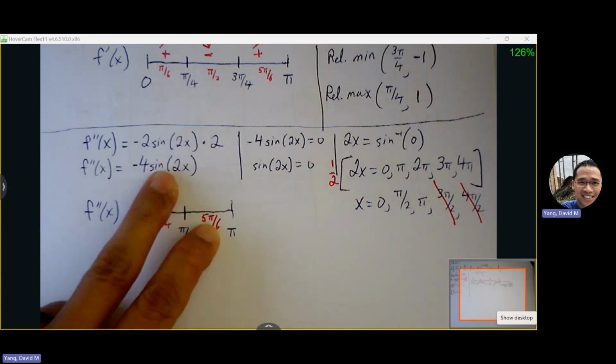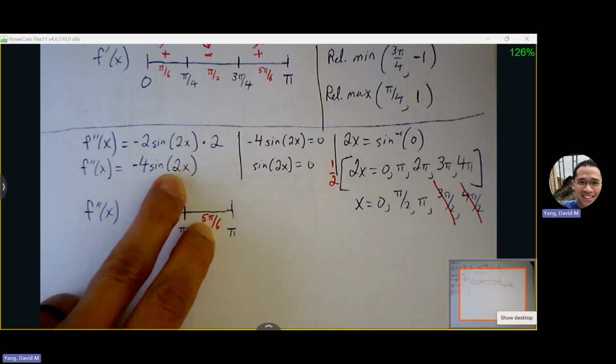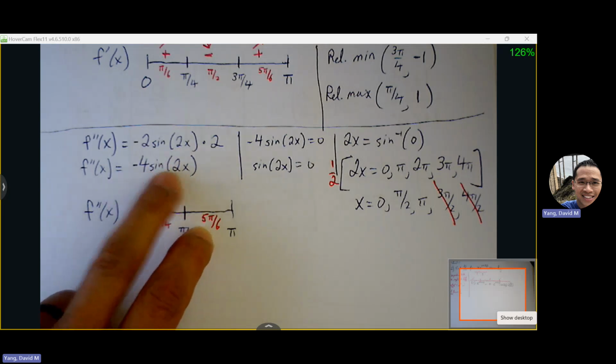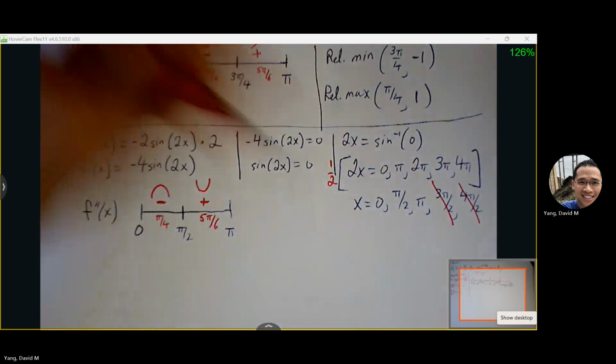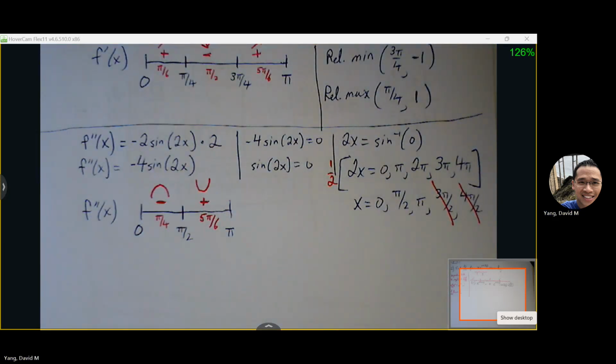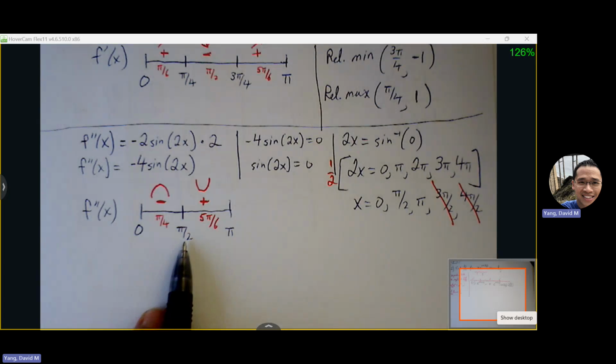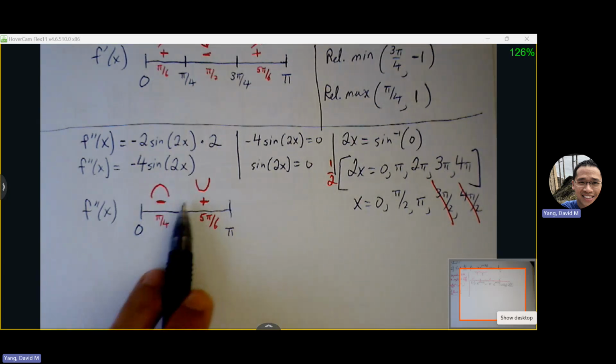5 pi over 6. It's really the same thing as 5 pi over 3. 5 pi over 3 is in the fourth quadrant. Sine in the fourth quadrant is going to be negative. Negative times negative is positive. So we do have 1 point of inflection at pi over 2 because there's a change in signs.